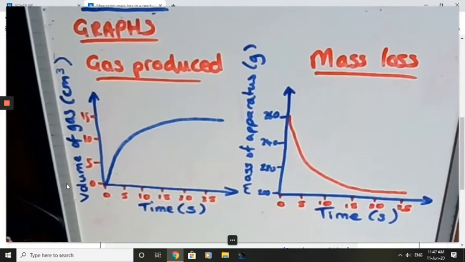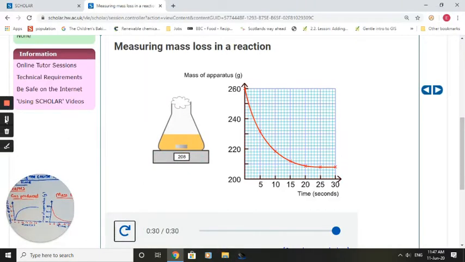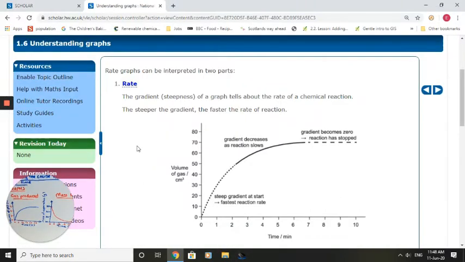So make sure you've got these two graphs written down, and then what we're going to do is copy down some notes from Scholar. This time I don't think I'm going to write this out. I'd like you just to copy these notes from Scholar. So we're going to take a note on how we can interpret these graphs that we've just drawn.